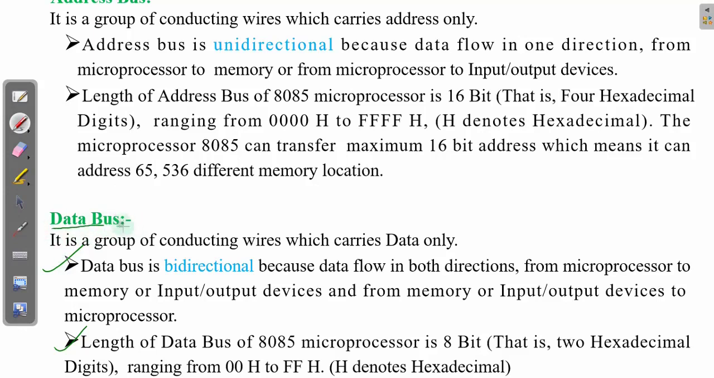Already I gave you a bit of idea, but I'll tell once more. Data bus is a conducting wire which carries data only. It is bidirectional in nature. Bidirectional means what? I'll draw the diagram again and show you.